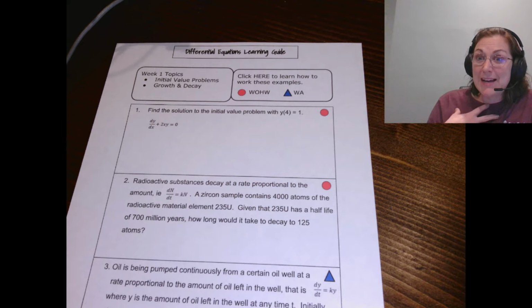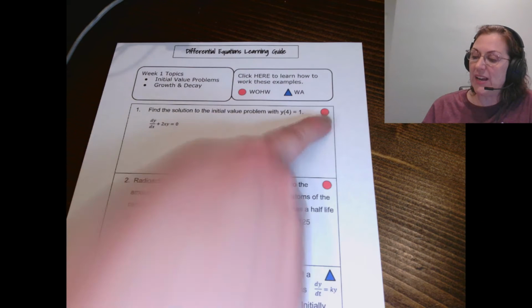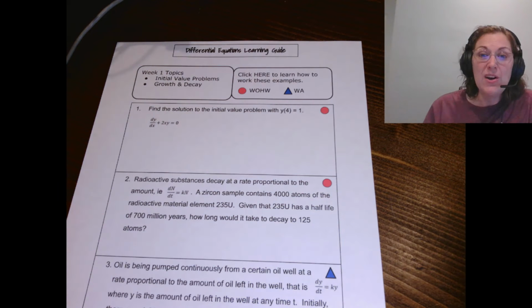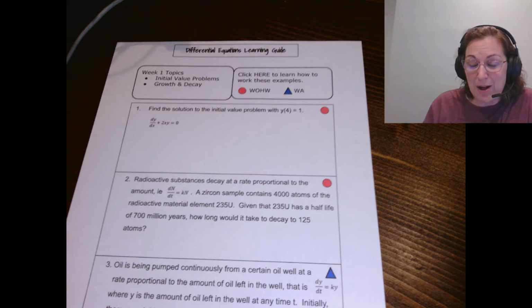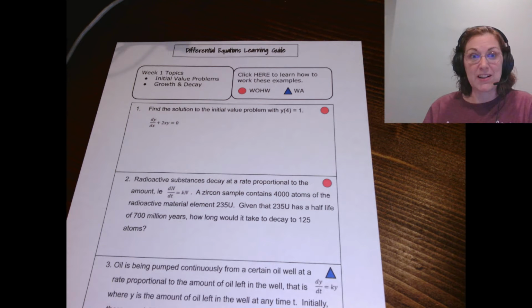If you are in my section of differential equations, then you'll note the coding that I'm using to help you know which example helps on which problem. So keep that in mind as you're working through the assignments for the class as well.